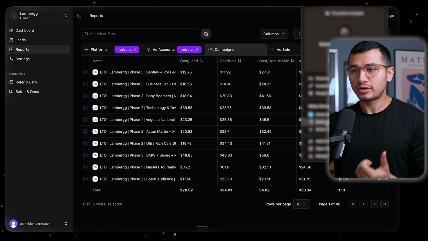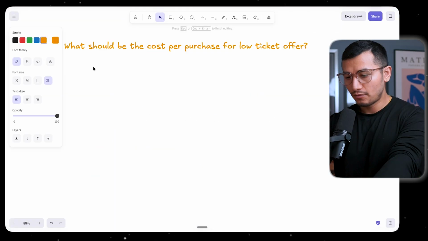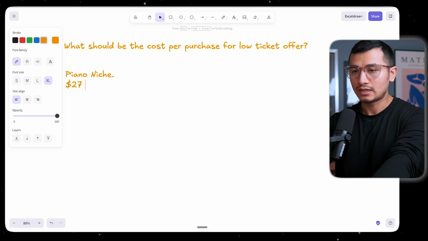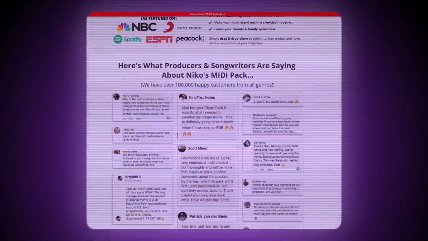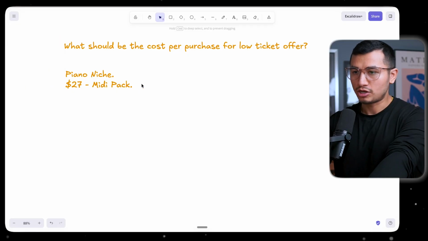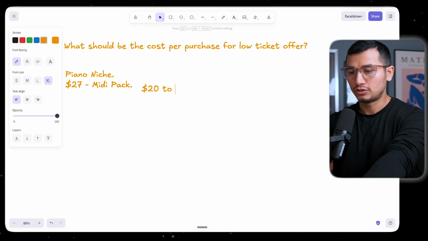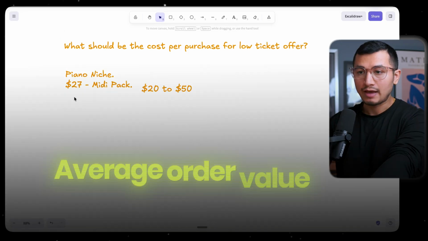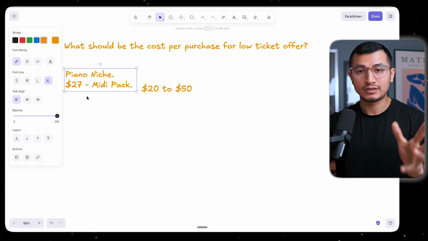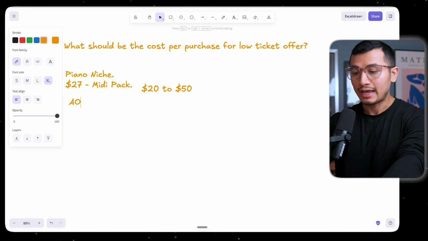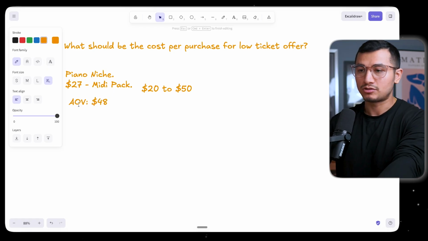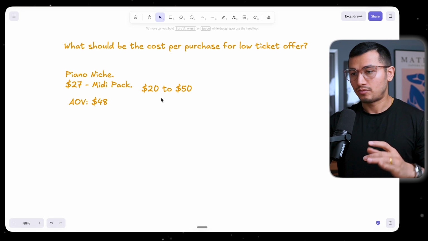But it depends on industry, and it depends on different offers that you may have. For example, one of my clients was in a piano niche, and he was selling a $27 offer. It was a MIDI pack, a product for music producers, and when we ran ads, we had cost per purchase anywhere from $20 to $50. Our AOV, average order value, which means after they buy the $27, there are upsells, downsells, a whole bunch of different things, right? After they've been through all the funnels, the AOV, the average money a customer spends on that funnel, was about $48, right?